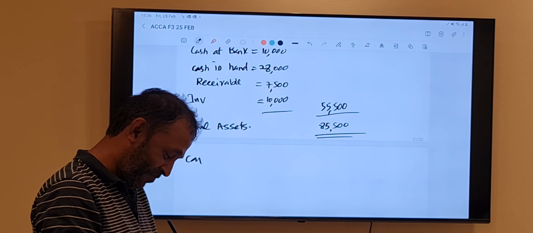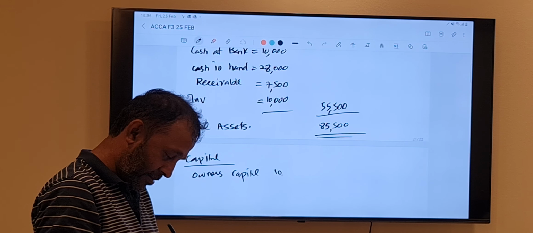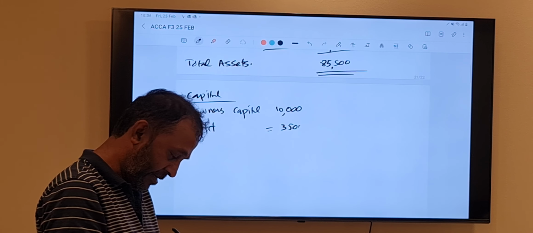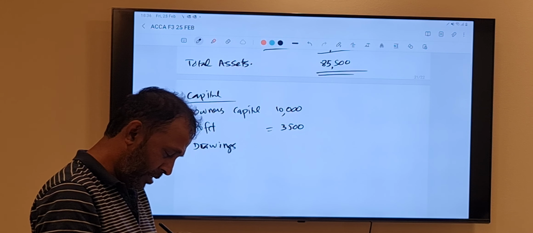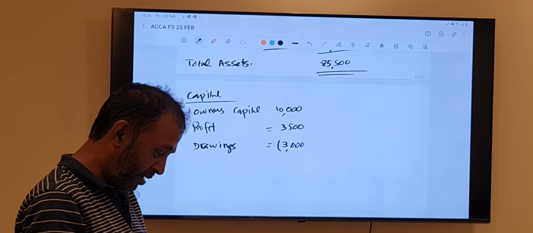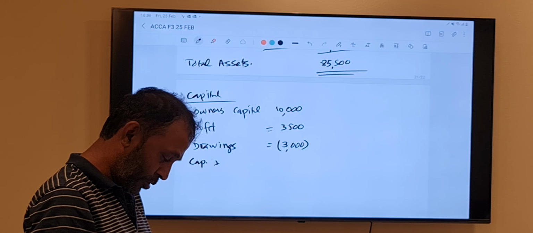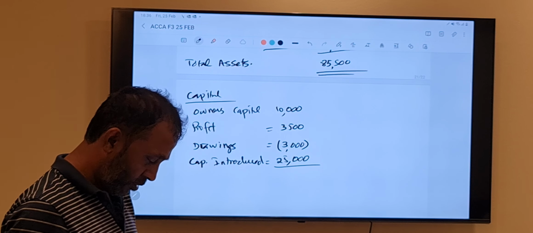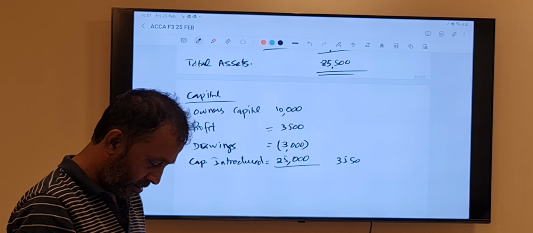Now, capital. Under capital, owner's capital. Owner's capital 10,000. Then profit, 3,500. Drawings. Oh, sorry, I think 3,000. Profit, 3,500. Drawings? 3,000. Be careful. And then capital introduced, that is 25,000. Now can you take the total of these four? 10, 35,500, am I right? Correct.